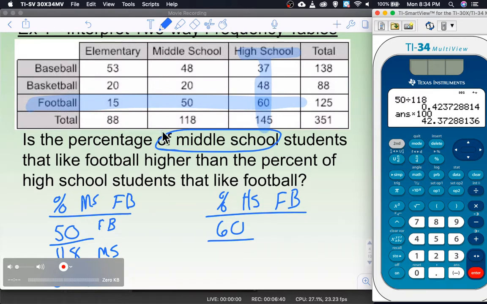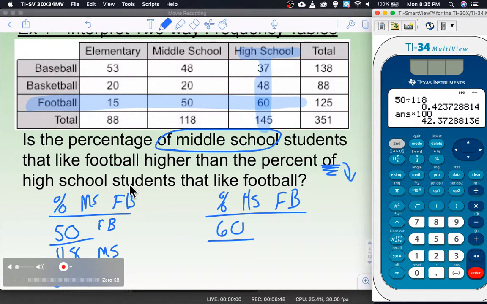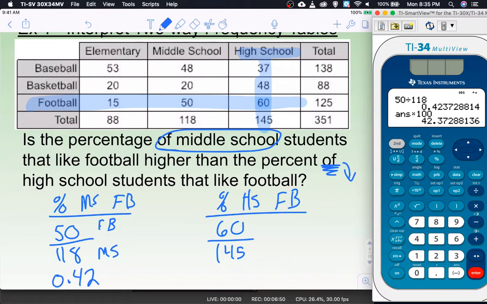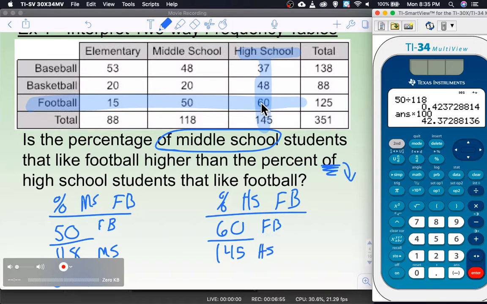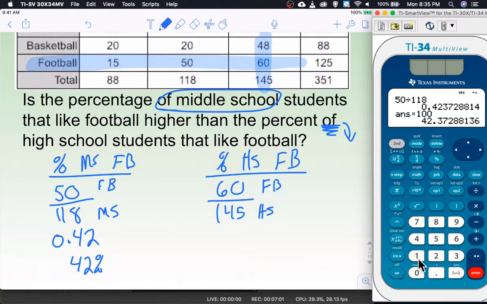But out of all the kids, of the high school students, the "of" number is your denominator. Of the 145 high school students, how many of them like football? Well, 60. So 60 out of 145 like football. And then I'm going to go through the same process. I'm going to take 60 divided by 145, which gives me 0.413. When I move my decimal over 2 places or multiply by 100, I'm going to get 41%.